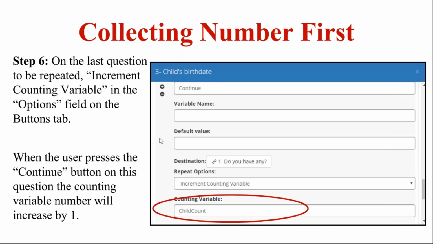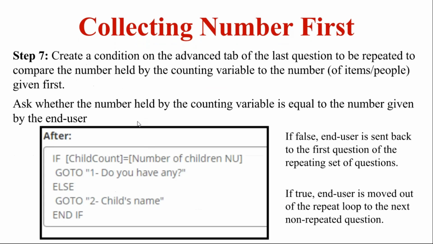So we have incremented the counting loop. We've told A2J that the end user has finished the loop. Now we have to create some logic to test child count against how many times they told us they needed to go through the loop, which is stored in the variable, in my example, number of children NU. So we create this condition that you can see in the screenshot at the bottom of the screen here.